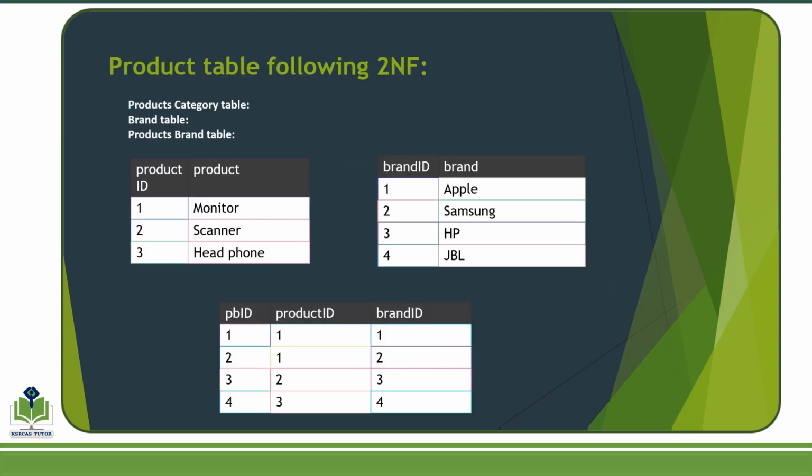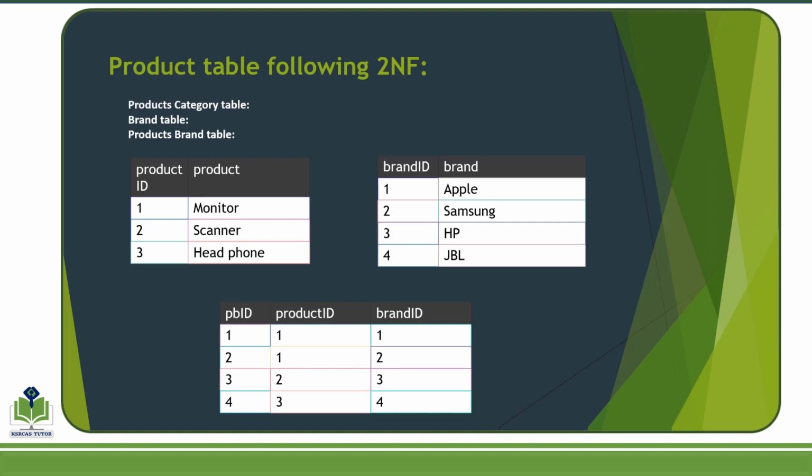That is the product category table, brand table and products brand table. In the first table, the products category table, we have two fields, product ID and product. Similarly, in the second table, the brand table, we have two fields, brand ID and brand. In the first table we have only three product IDs, whereas in the previous table we had four product IDs for monitor, scanner and headphone.